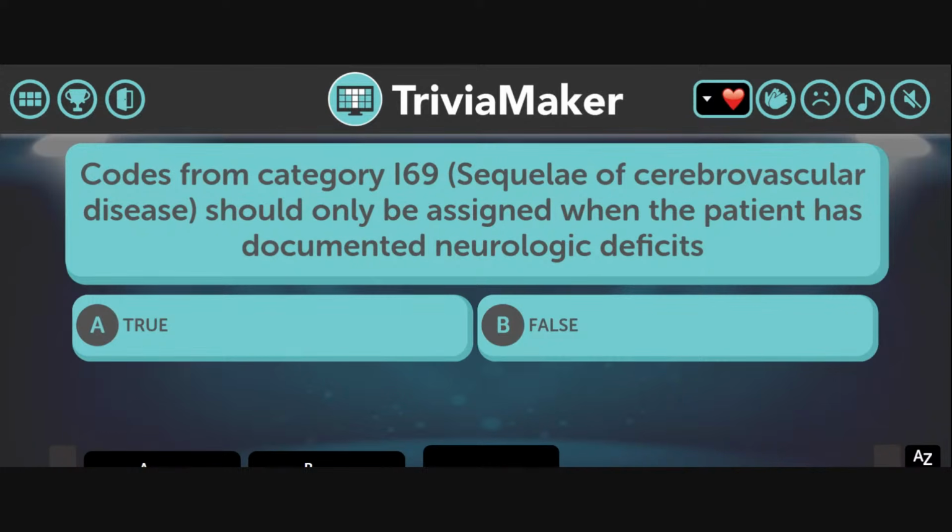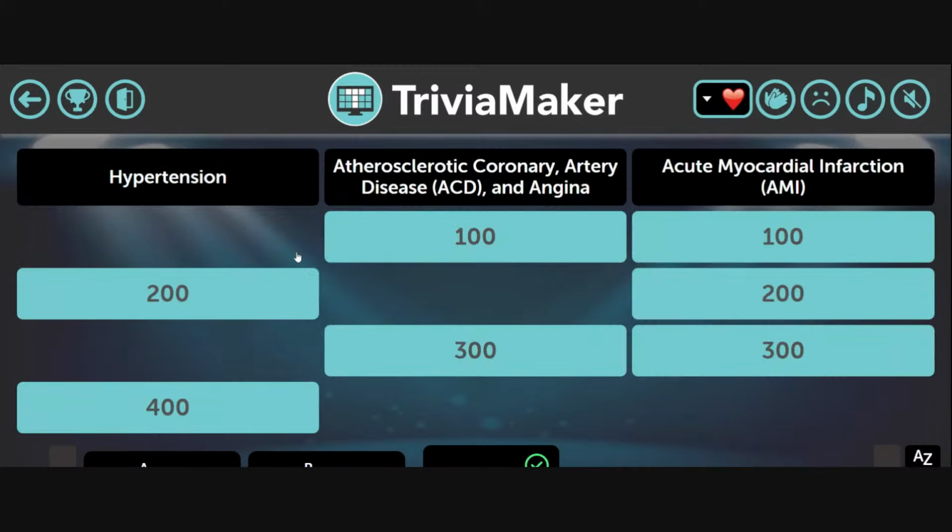All right. I am loving this participation that is in the chat right now. You guys are doing awesome. So, yes, this one would be true. We are just going to learn all about category I-69. That's a big part of that specific section of guidelines. So, yes, it should only be assigned when the patient has documented neurologic deficits for sure. So, yes, I agree. Great participation. Keep up the great work. All right, let's move right along.